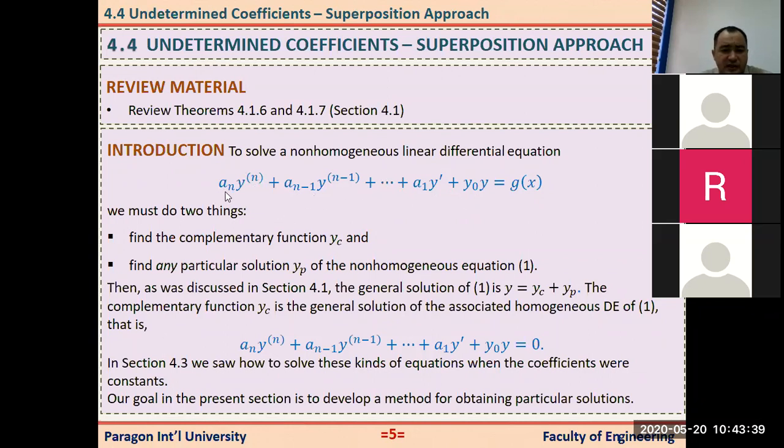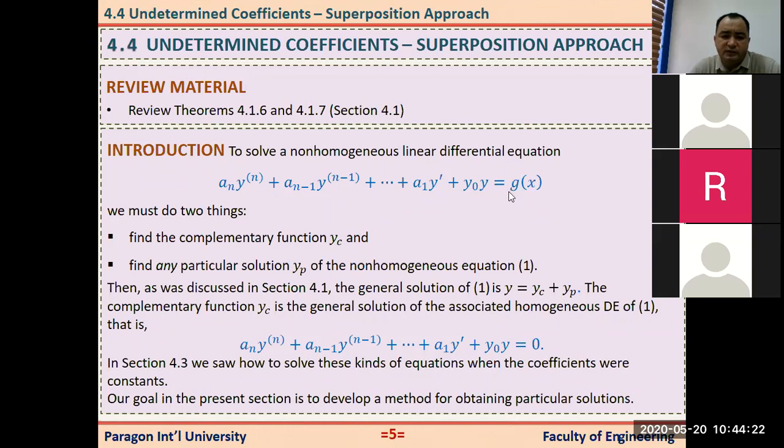All these coefficients, a sub n minus 1, and so on, a sub 1, a sub 0, are all constants. So to solve this non-homogeneous linear differential equation, when it is homogeneous, in the previous lesson, we have already learned how to solve it. But when it is a non-homogeneous equation, we must follow 2 steps. Number one is to find the complementary function y sub c. And we know how to find this complementary solution: we need to solve the homogeneous part, where we just put 0 and solve.